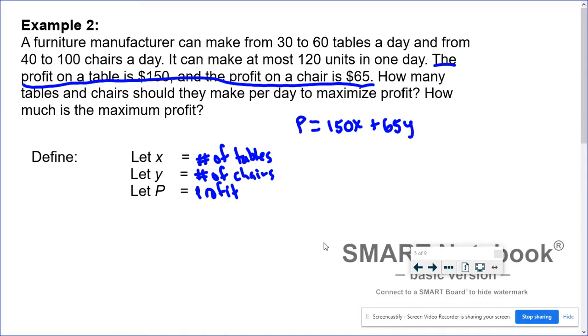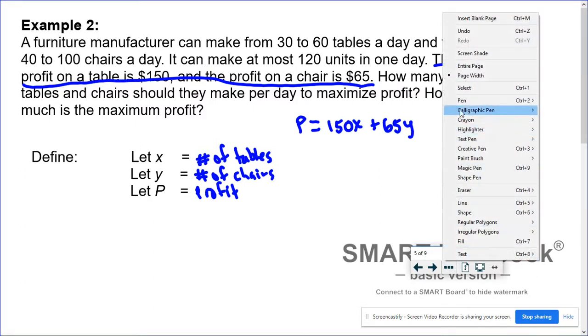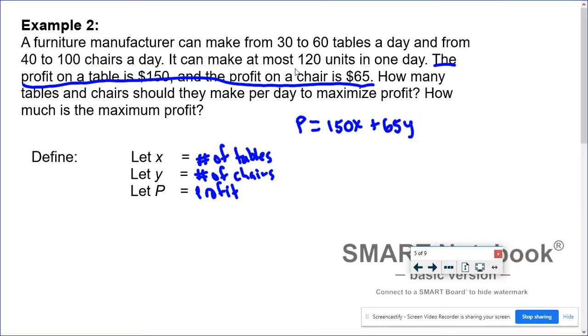All right, so that's the objective function. The constraints are based on the limits on what they can make, because obviously if they could make 1 million chairs and tables, that would be the easiest thing to do, right? But there are constraints on what you can make.